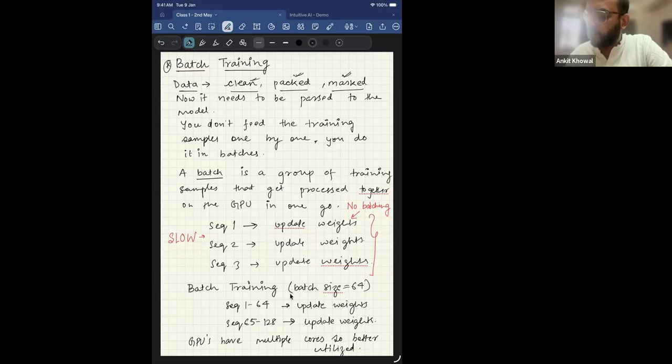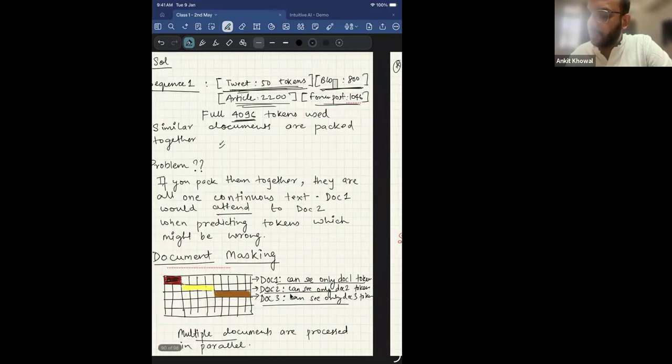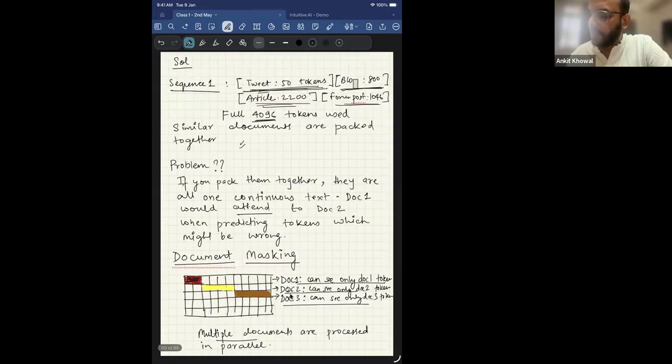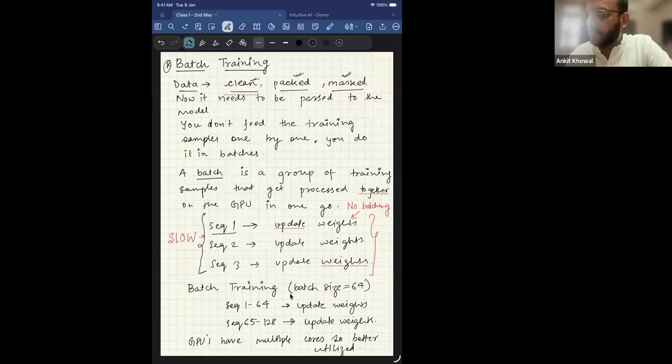Now, let's say you have some sequences, like I told over here, right? We pass the data to the model in sequences like this. Now, what I'm trying to say is, instead of passing one sequence, then a second sequence, and then a third sequence, it's better to batch these sequences all together, right?